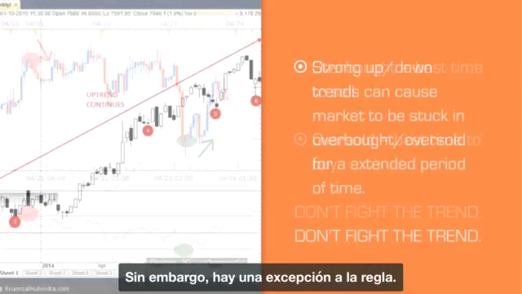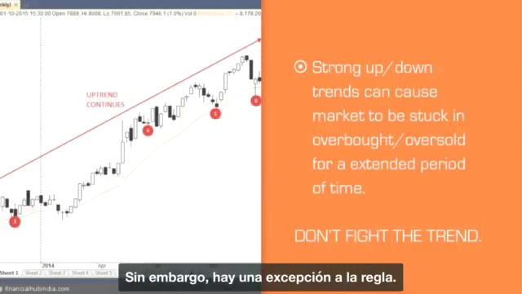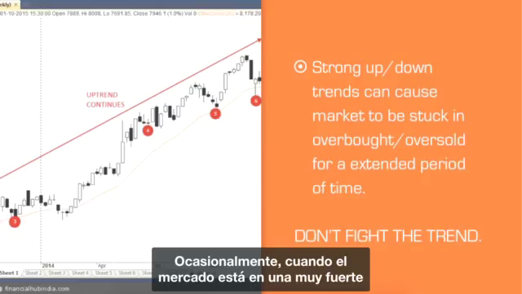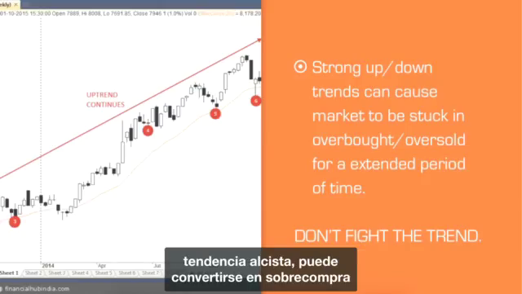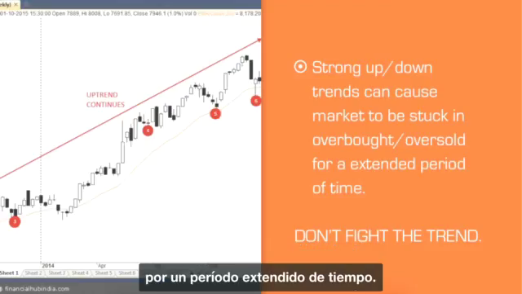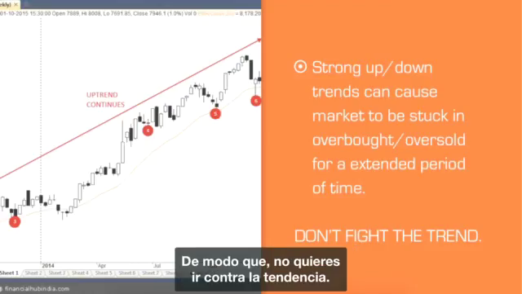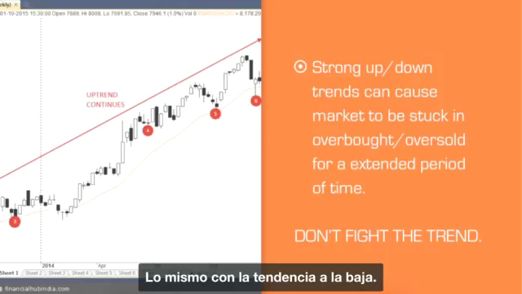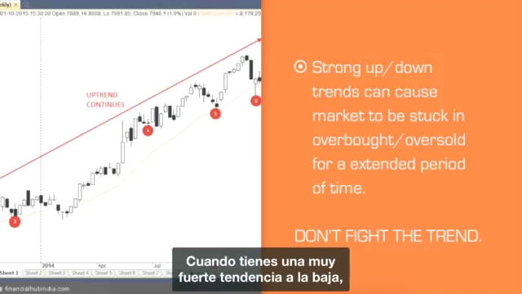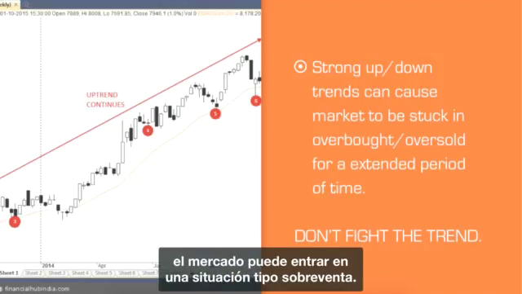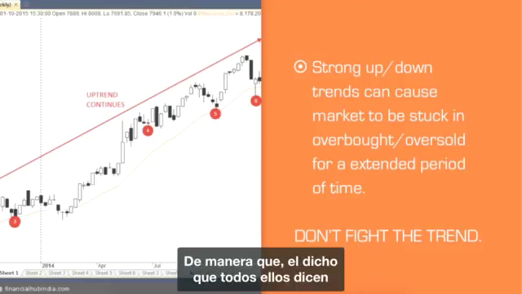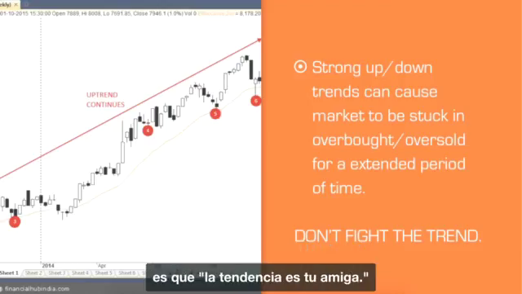There is, however, an exception to the rule. Occasionally, when the market is in a very strong uptrend, then it can become overbought for an extended period of time. So you do not want to go against the trend. Same with a downtrend. When you have a very strong downtrend, the market can go into an oversold type situation. So the saying that they all say is the trend is your friend. You do not want to go against the trend.